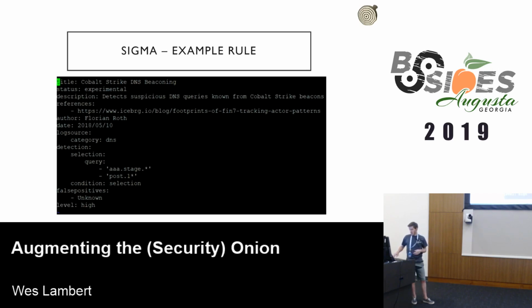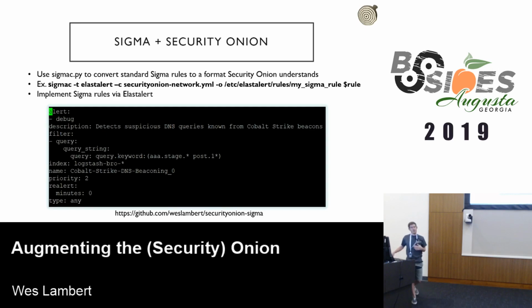And the great thing about Sigma in particular is the guys that maintain the repo, Florian Roth and Thomas Patzke, also have the Sigma converter, right? So we can take the Sigma converter and we can convert these standard Sigma rules. They have a ton of example rules in their repo. And we can take these and use these with something like ElastAlert. So we run this command like so, as described up here, sigmac -t elastalert and so on. And then we can generate ElastAlert rules from these standard Sigma rules.